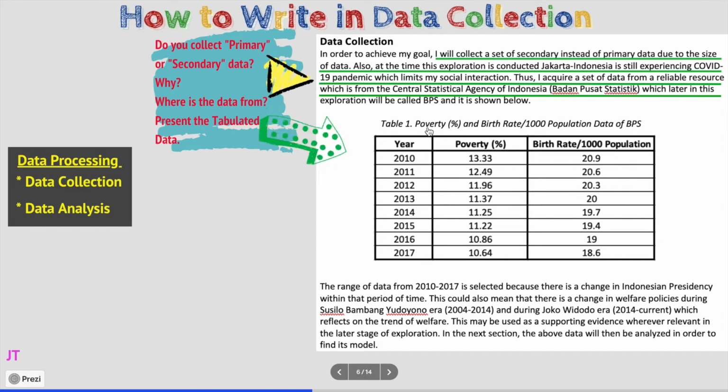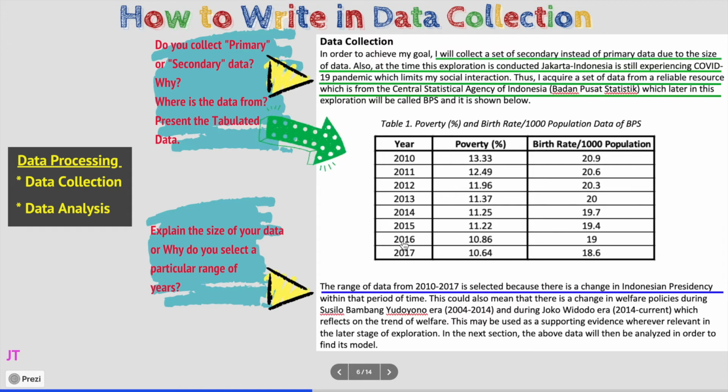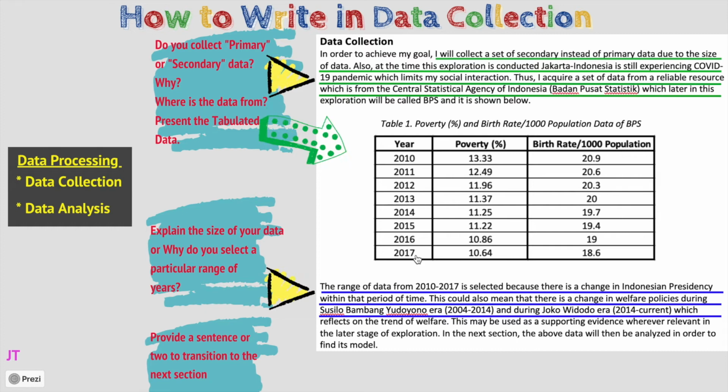Next, what you have to explain in data collection is the size of your data. Why do you use that many data points, or why do you select that particular range of years? In this case, I explained that within 2010 to 2017, there was a change in Indonesian presidency, and this might affect the relationship between poverty and birth rate. So that's my reason, and it is better if you can do the same thing.